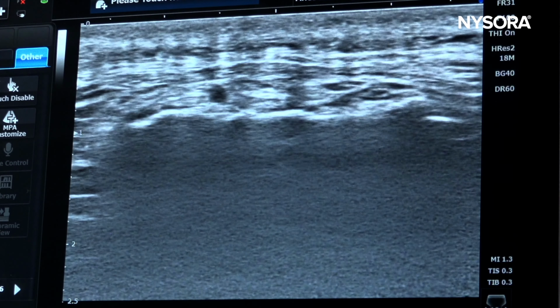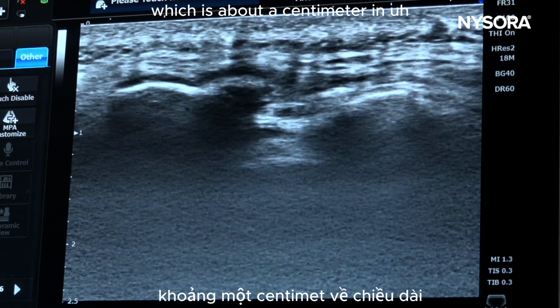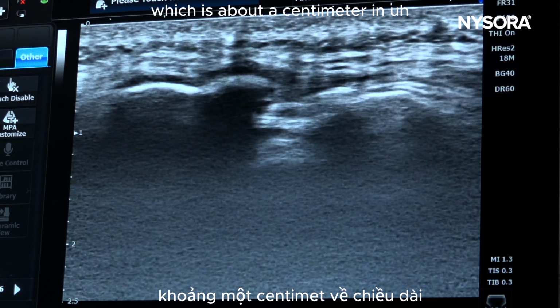and here we have a caudal space. But when I go more distally, you still have a caudal space, but this caudal space is very narrow. It starts here. This is very obvious, a good amount of caudal space, but then it ends here. So you have a caudal space which is about 1 centimeter in length, and you can perform an out of plane technique, or you can perform an in plane technique with a longitudinal view of the caudal space.